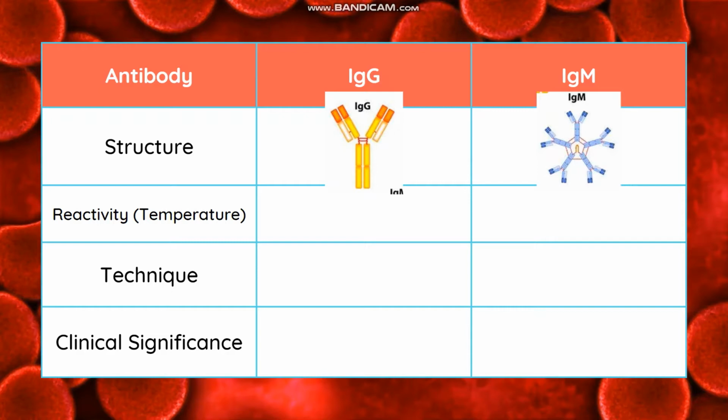If that's something you're interested in, there are lots of resources online that you can look up to know about all 5 classes of antibodies. The main thing to take home from this is IgM is a lot bigger with a lot more binding sites than IgG.